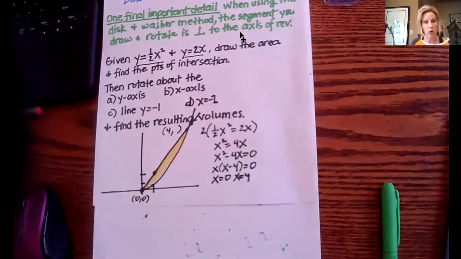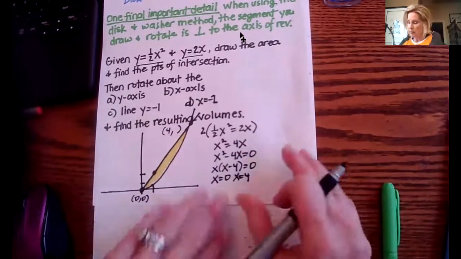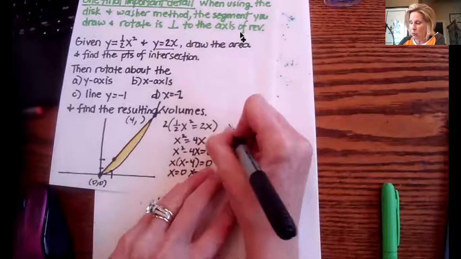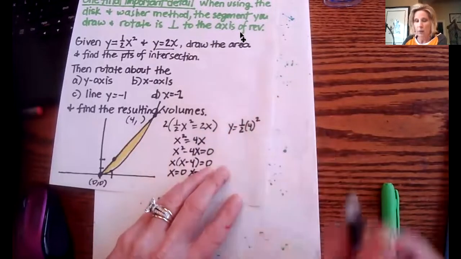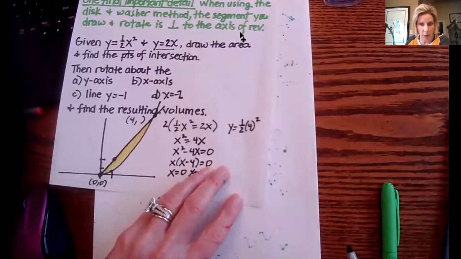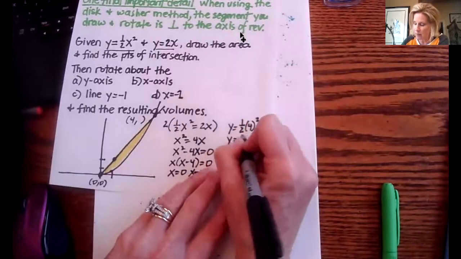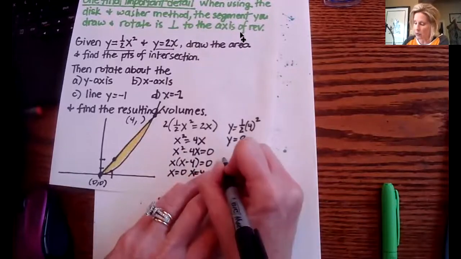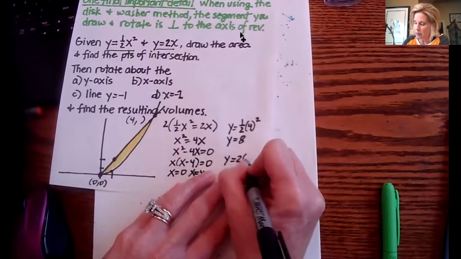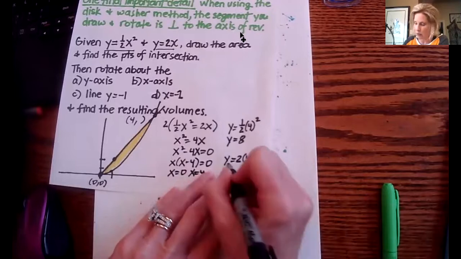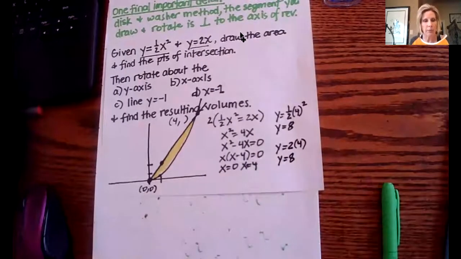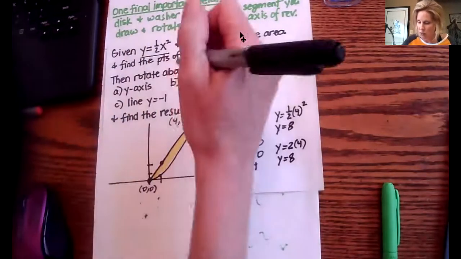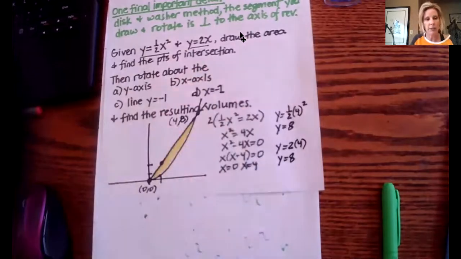Uh-oh, 4 comma what? Well, it doesn't matter if you plug it into y equals 1/2 x squared. y equals 1/2 times 4 squared will be half of 16, which is 8. Or if you plug it into y equals 2 times x, because 2 times 4 also gives you 8. So to find the y coordinate for the point of intersection, plug it into either of your initial equations for y equals. So now I've got that part.